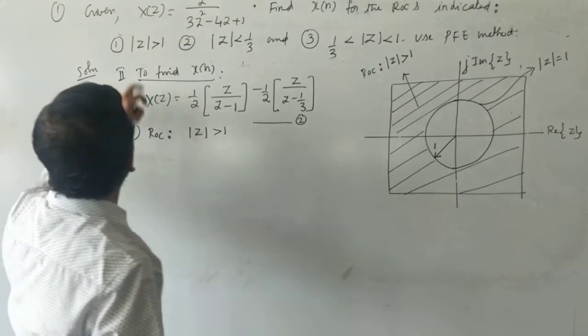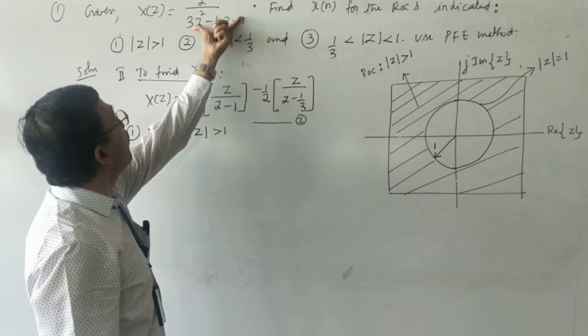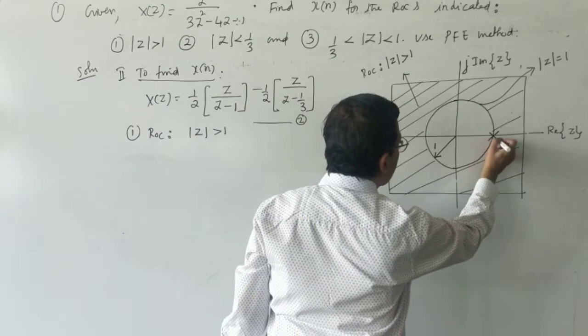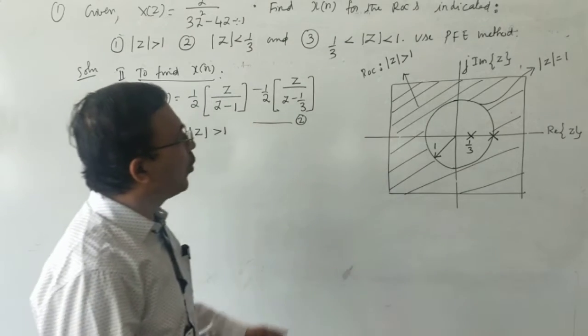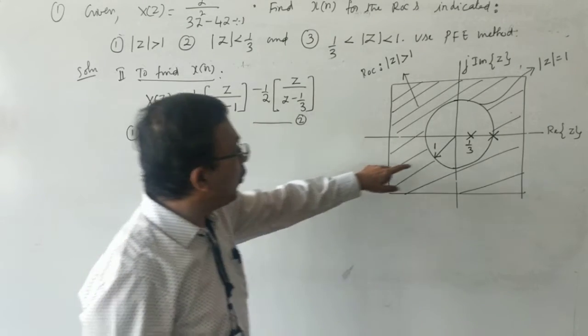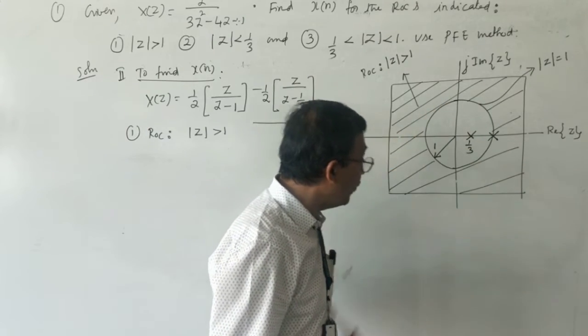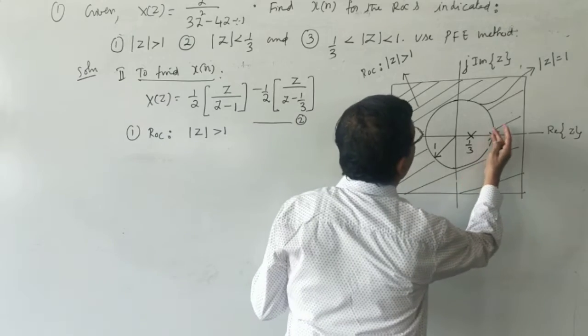Next I will plot the poles of x of z. What are the poles of x of z? Roots of the denominator polynomial are called poles. They are z equal to 1 and z equal to 1 by 3. I told in the properties, poles form the boundaries of ROC. Therefore, you see the circle is passing through this pole. Very, very important.